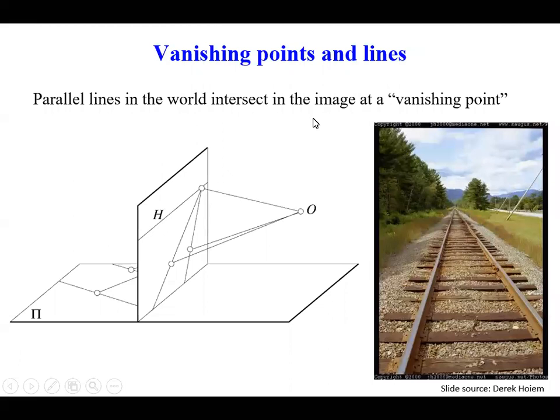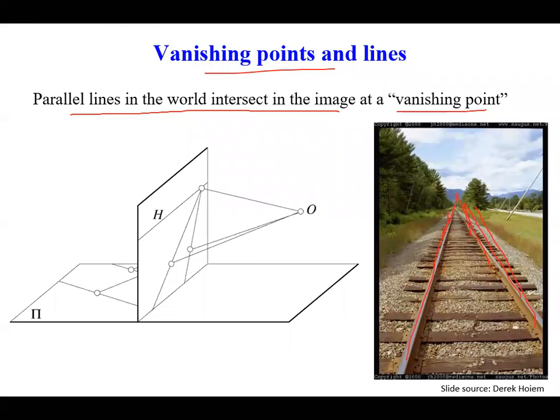There is also another thing that I would like to highlight, which is called vanishing points and lines. What does that mean? I'm telling you that parallel lines in the world intersect in the image at a vanishing point. What does this exactly mean? It means that in real life, I have this railroad, and the tracks are always parallel to each other, correct? But if you were to take an image, they actually intersect at a certain particular point, which is not true. But this is what you get from the image projection.